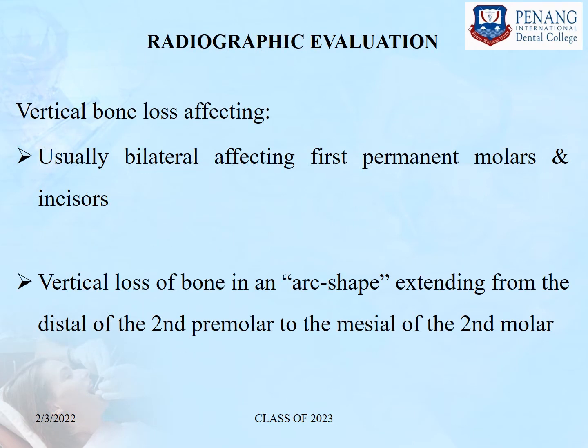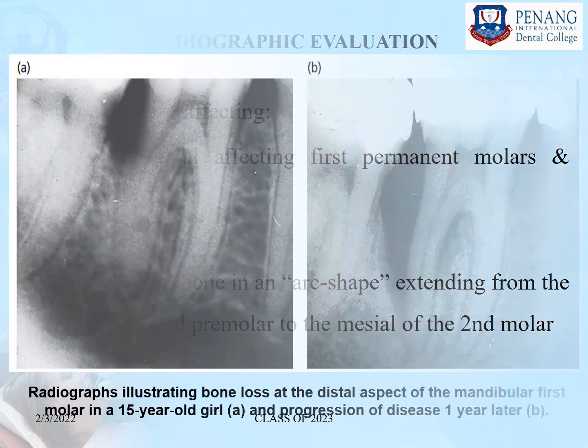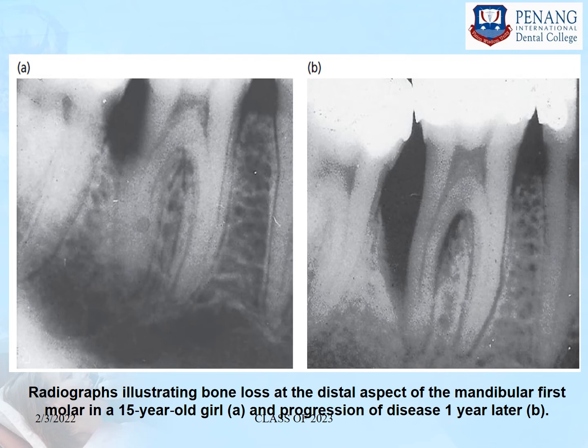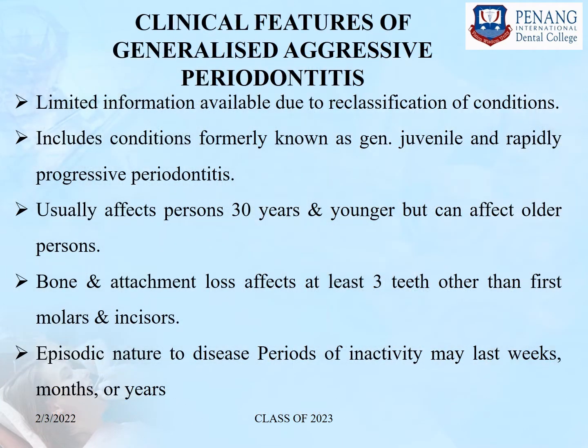Next, coming on to the radiographic evaluation. As I told you, it will be a vertical bone loss and is usually bilateral. So you will have an arc-shaped defect starting from the second premolar to the mesial of the second molar region. Here you can see an arc-shaped defect which is present, having a vertical bone loss.